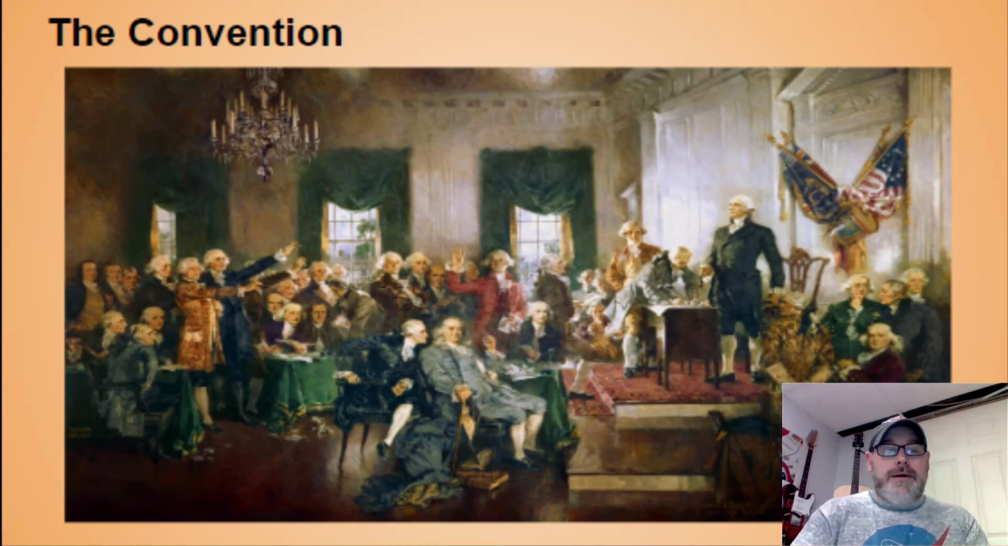All right, now, maybe in a future bell ringer, we're going to spend some time looking at some of the different plans of government that were introduced here at the convention. But for now, hopefully you learned a little bit about the Constitutional Convention. We'll talk more about what they decided on as we get into a little bit more detail here about the Constitution.